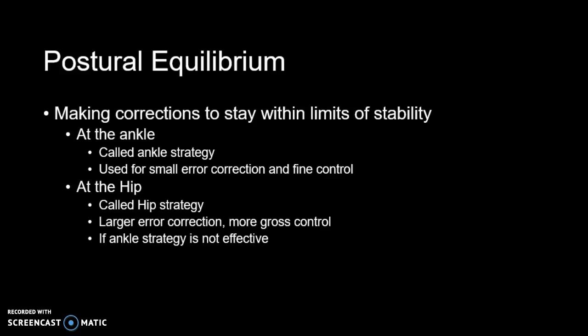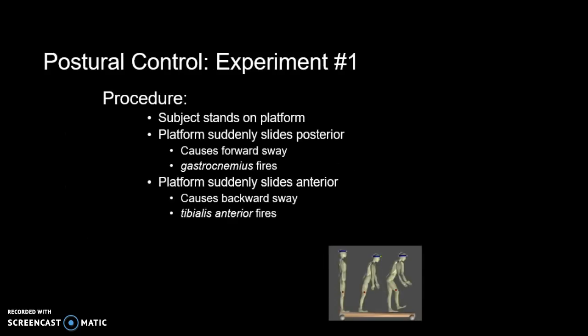So ankle is for small error correction and fine control. At the hip, it is for larger error correction or more gross control, as well as if the ankle strategy is not effective at maintaining equilibrium. So again, the ankle is mainly for that small error correction and that fine control.